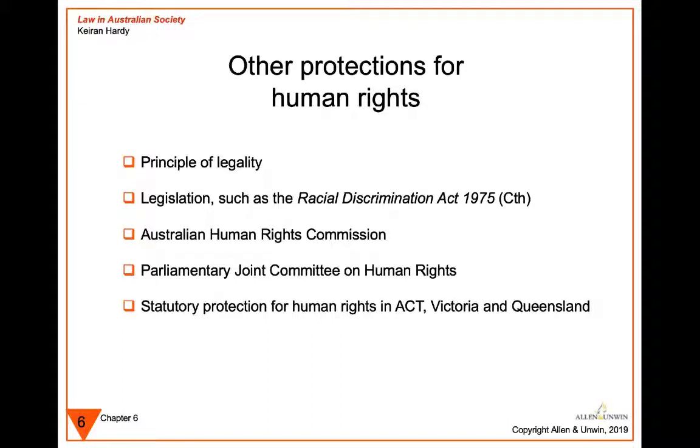There's also legislation at the federal level, such as the Racial Discrimination Act of 1975, which provides protection for human rights. The difference between this and constitutional protection is that legislation can be amended or suspended. The Australian Human Rights Commission plays an important role in advocacy around human rights and can investigate human rights complaints. In 2011, a Parliamentary Joint Committee on Human Rights was created, which looks at laws going through Parliament to examine whether they are compatible with human rights. And there's also statutory protection for human rights in the ACT, Victoria, and now Queensland, but not at the national level.